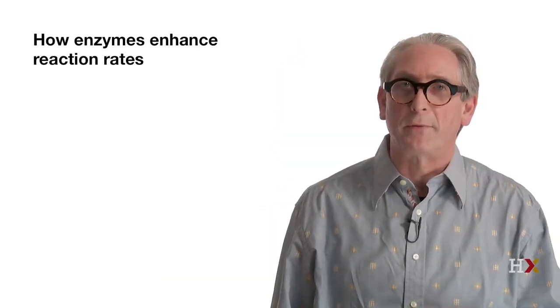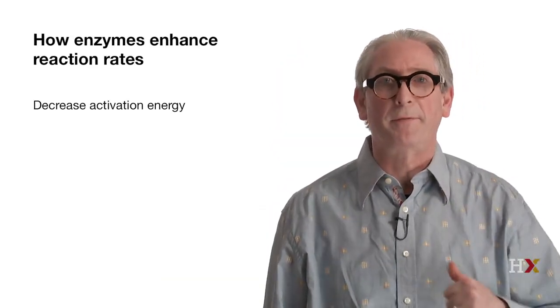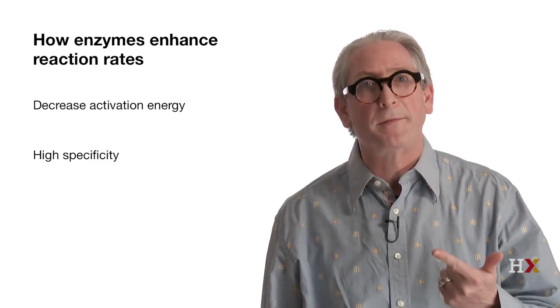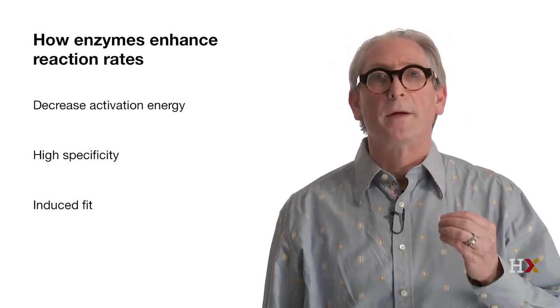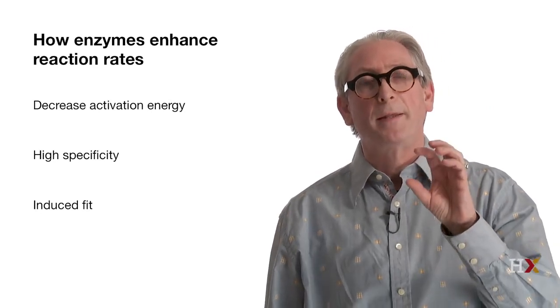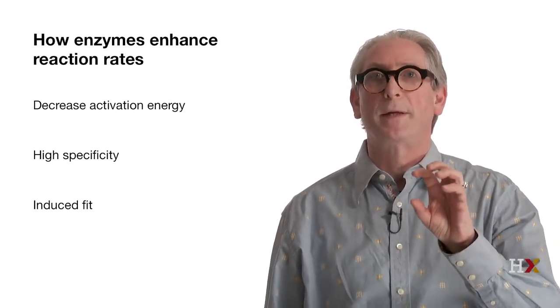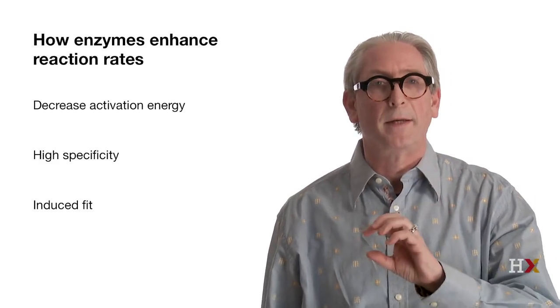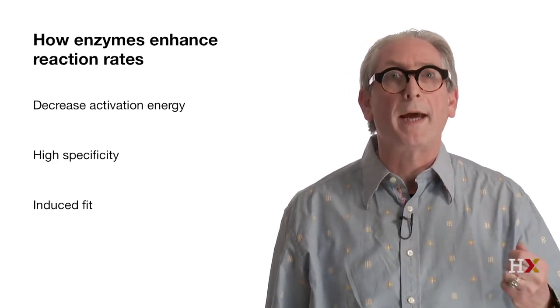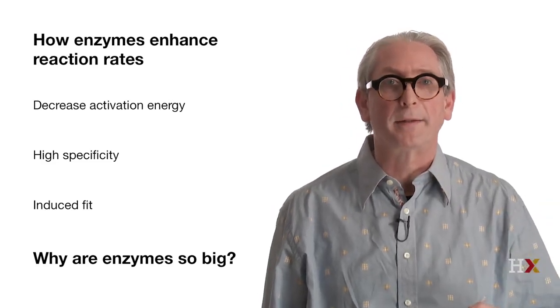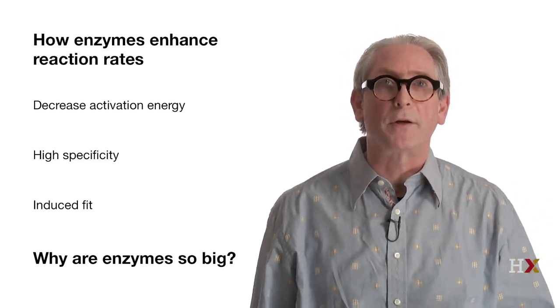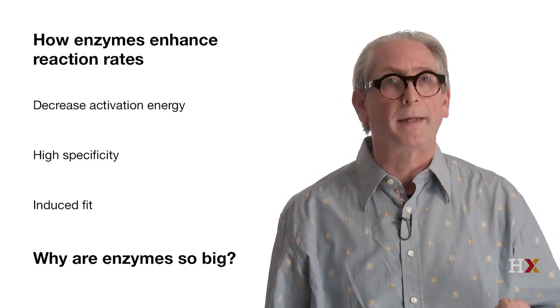We have seen that the contributing factors to enhance the reaction rate are the decrease of activation energy, the specificity of the enzyme, and the induced fit. We have seen also that, surprisingly enough, only a few residues are needed for the catalysis. So the question is, why are enzymes so big compared to the size of their active site? How does the tertiary structure of this enzyme contribute to catalysis?